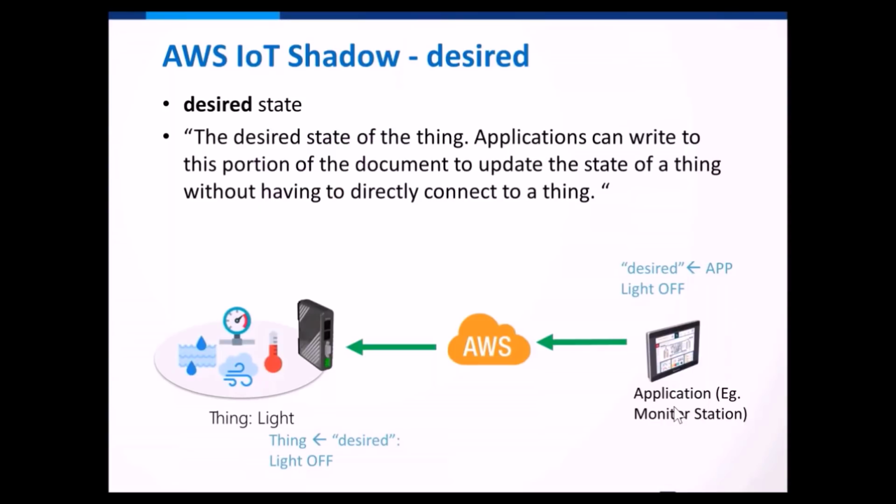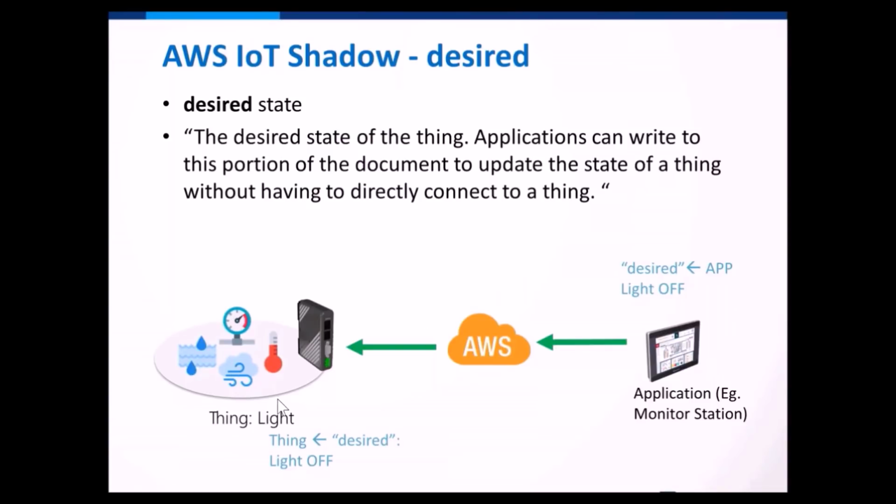So here we start on the right. Our application tries to turn the light off. On the other side, we have a thing, a light. Okay, and the application tries to turn it off. So it sends data to the AWS IoT, to the desired part, saying, I want the light off.